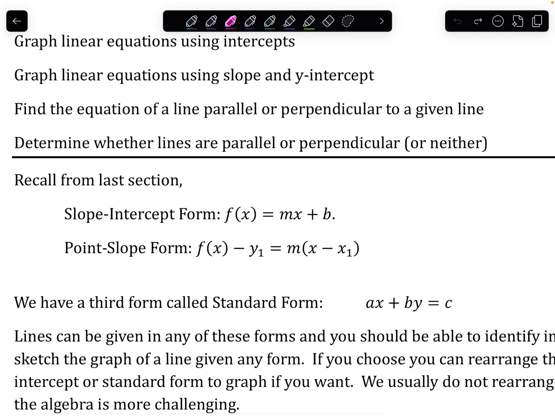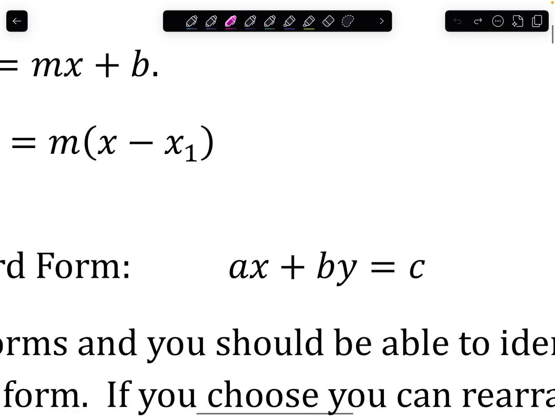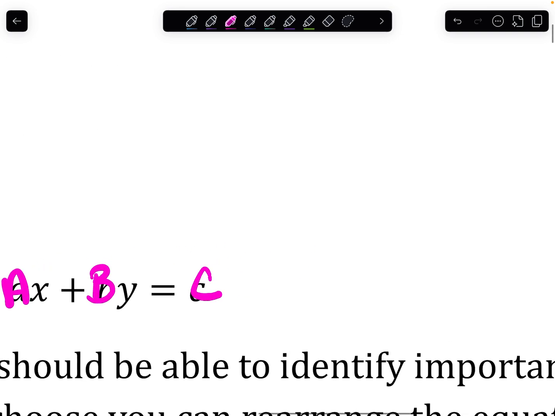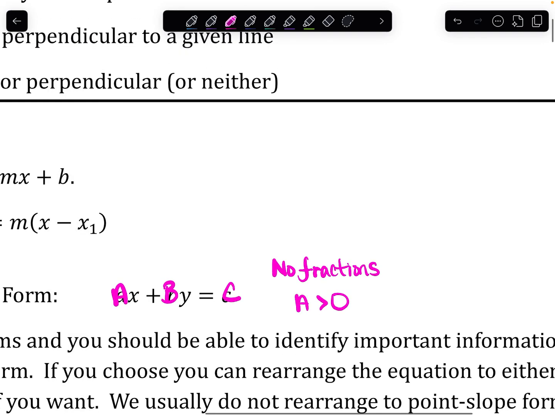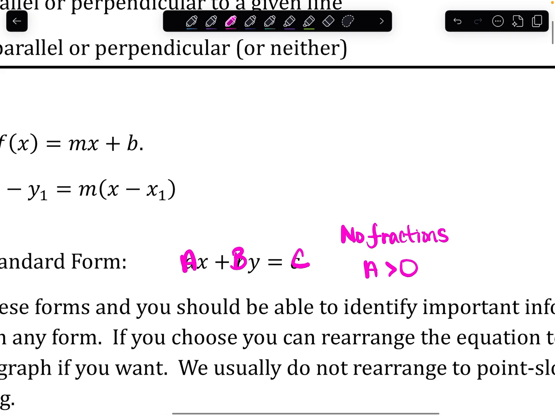There's a third form called standard form. We don't see this too often, but this is what it looks like. A lot of textbooks prefer the capital A, B, C, and the conditions on those are no fractions, which means you'd have to clear all of them. And the first one, the coefficient of x, A, has to be positive. So like I said, we don't see standard form too often, but you do want to make sure you know what it is in case you need it.